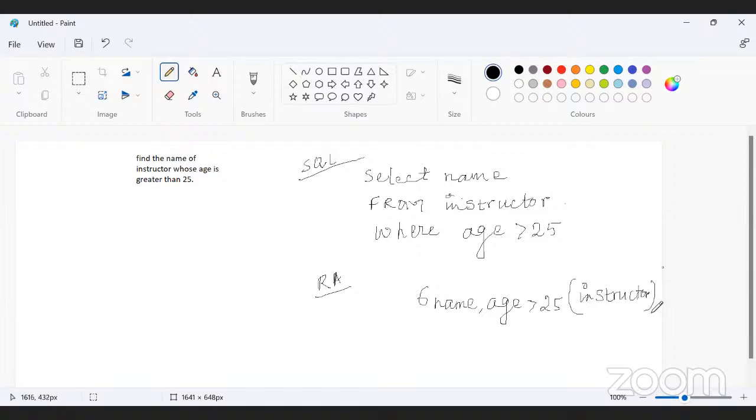So let me correct you. In the relational algebra expression, in this sigma we only put the condition. So what is our condition? That is the age. And here you can see, find the name of the instructor. We have to project it, right? So we extract that information. For that, we use the project operator, pi.